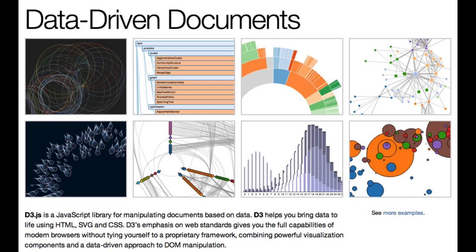Alright, let's get started. D3 and Front-End Technologies. D3 is a JavaScript library for manipulating documents based on data. D3 helps you bring data to life using HTML, SVG, CSS, and JavaScript. D3 provides a way to take data and attach it to DOM elements. Then using the data, you can create SVG elements. You can also use the data to create HTML elements.